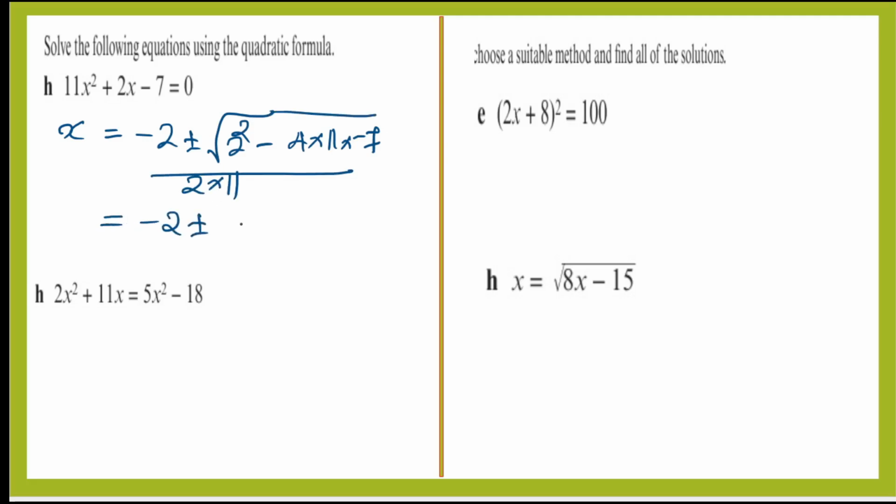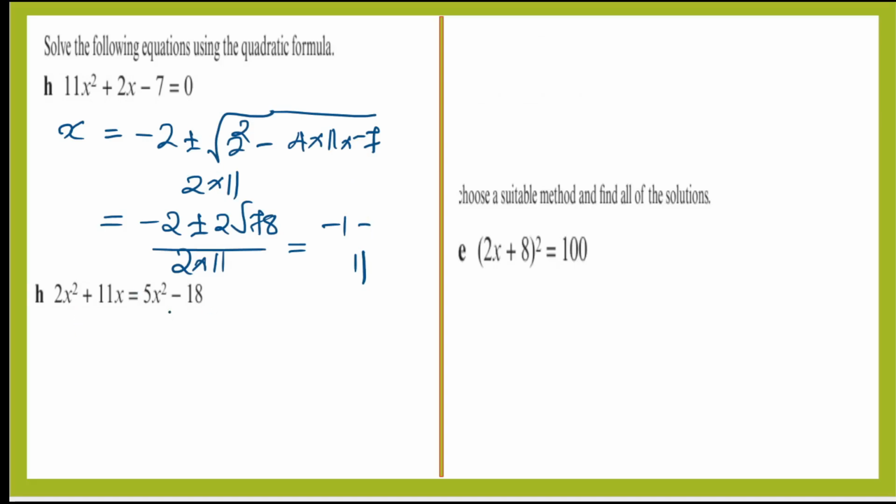That's minus 2 plus or minus 2 root 78 by 2 times 11. Now take 2 as common from the numerator and after cancellation we get minus 1 plus or minus root 78 by 11 as the final answer.